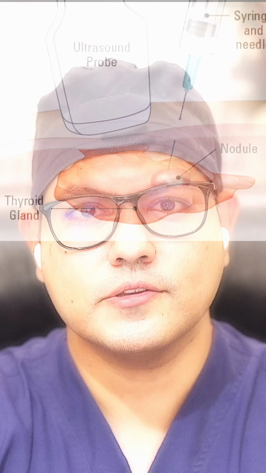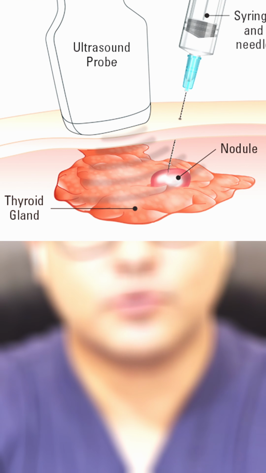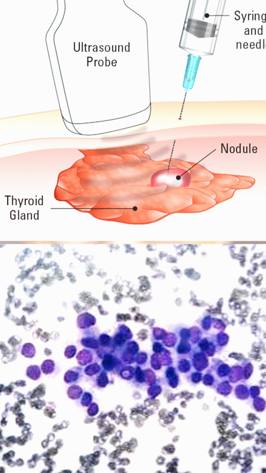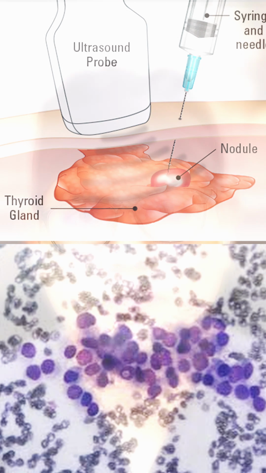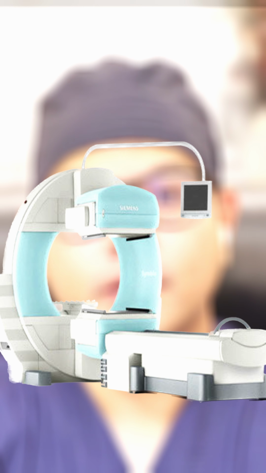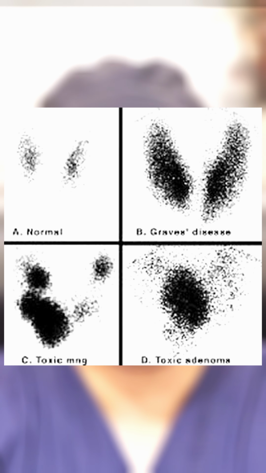To confirm the findings of the CT and MRI or ultrasound, we do a test called FNAC, fine needle aspiration cytology, which tells us definitely what the lesion is. In some cases, we also do a radionuclide study like I-131 scan, which helps in post-surgery of cancers to detect any residual disease.